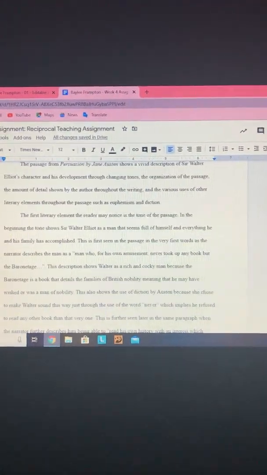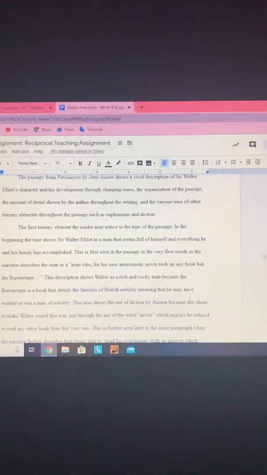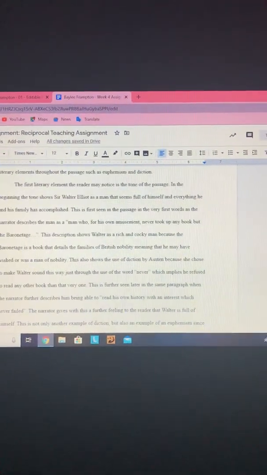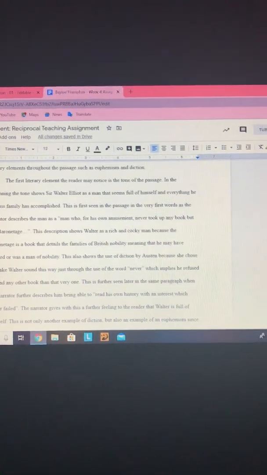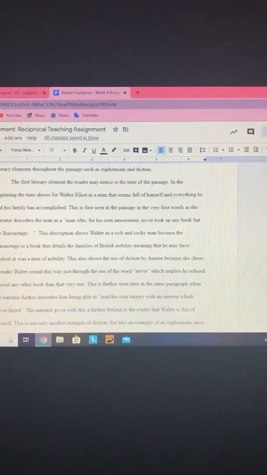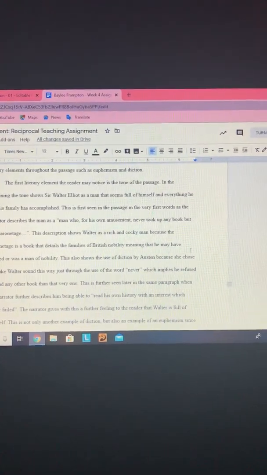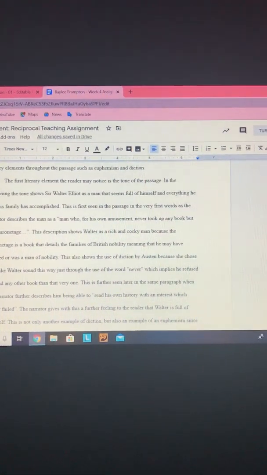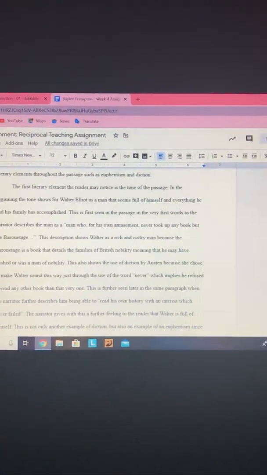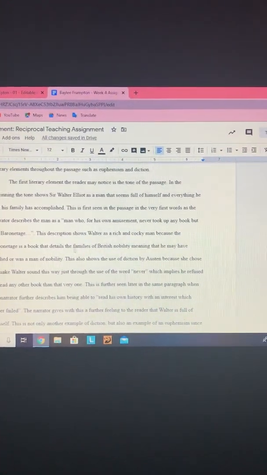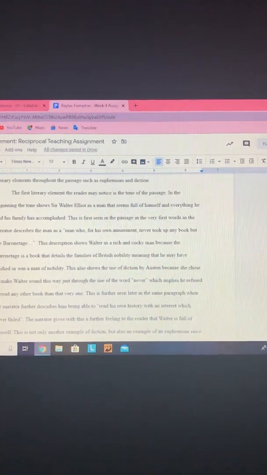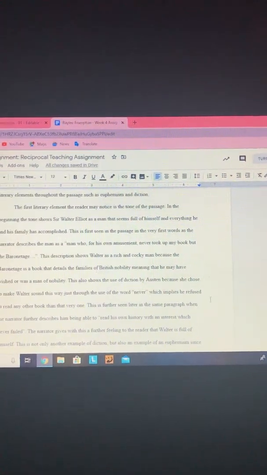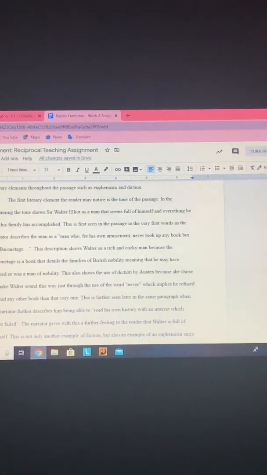So the first thing I discuss in my essay is the literary element of tone. Automatically, the reader sees the tone as Walter Elliot is described by the narrator as a man who, for his own amusement, never took up any book but the Baronetage. I describe this book as being a book of details of the British families of nobility, meaning that he may have wished or was a man of nobility himself. This is seen automatically. It's in the very first paragraph of the passage.